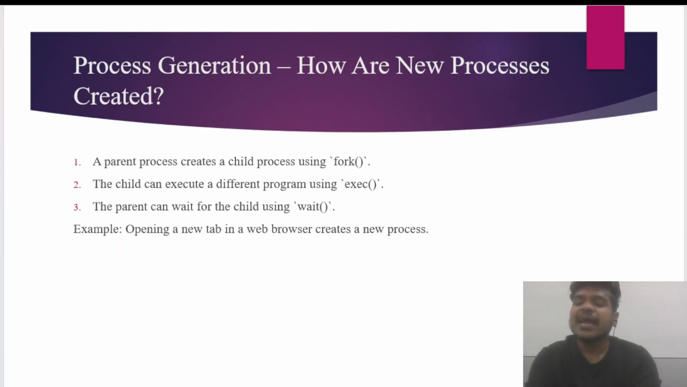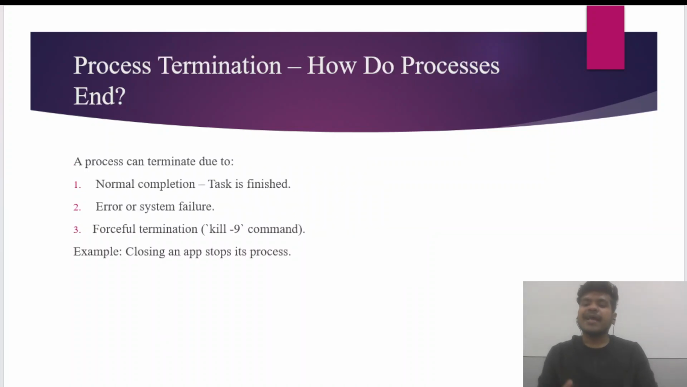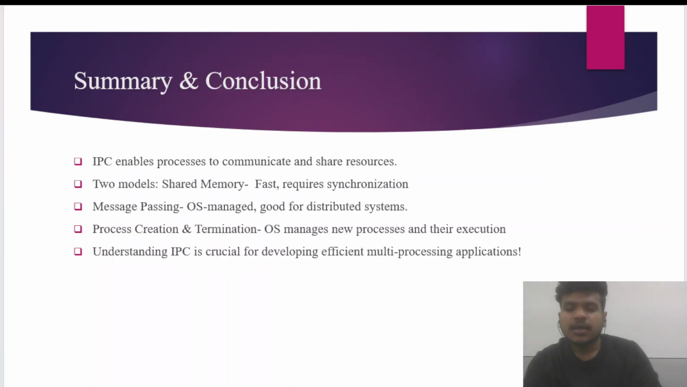How do processes end? A process can terminate in different ways. The first one is normal completion, when it finishes its task. Then we have error or exception due to a bug or a system failure. Then we have forceful termination, where the parent process kills the child process if needed. For example, when you close an app, the process is terminated.